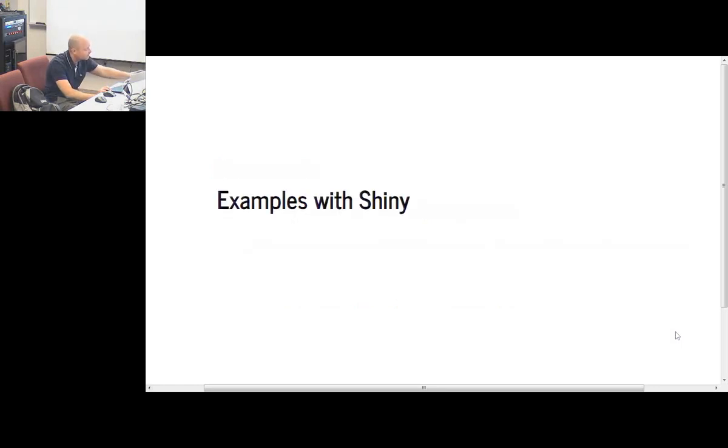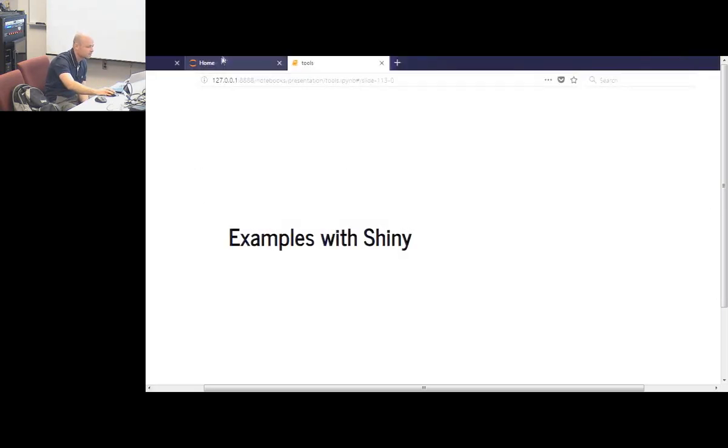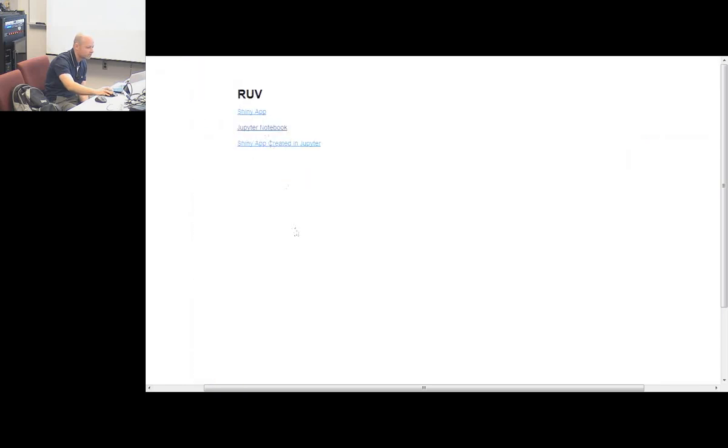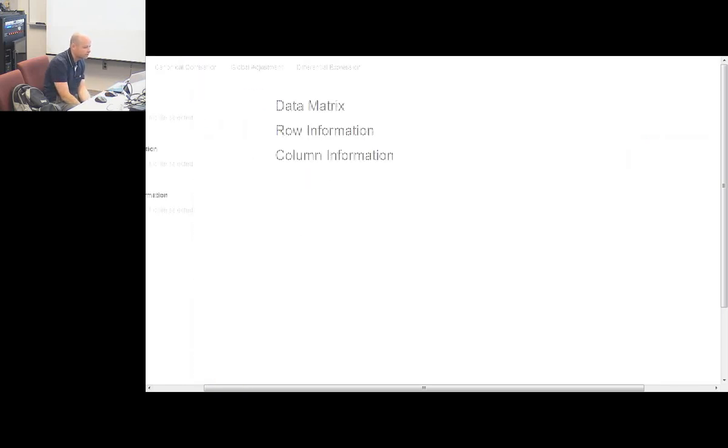Okay, so I know that I'm already over. Yeah, we should probably wrap up. I will stop there. I'll just point out that if you do go on the Docker, there's a Shiny app, and you can use it.